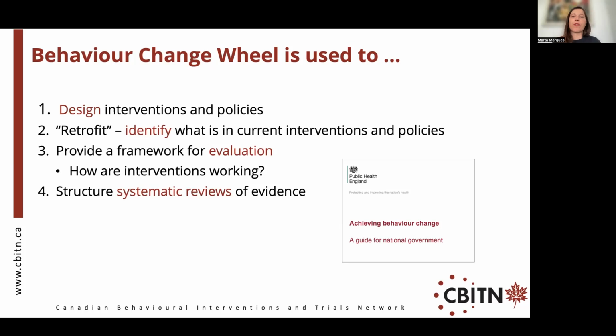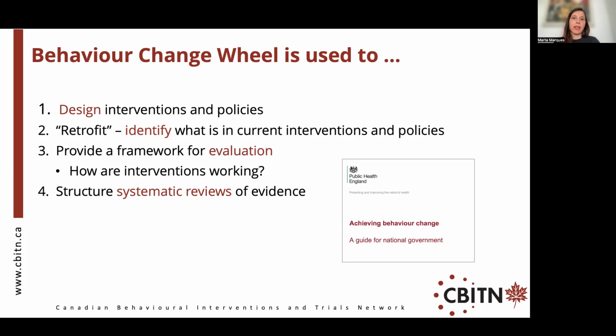It is also a framework for evaluation because it gives you the steps that, together with logic models that we usually use, can help you in doing a better evaluation of your intervention and thinking of the evaluation from step one. It is also used to support systematic reviews of evidence, and you will also find examples in the literature. And more broadly, it can also be used to help governments, local authorities, and regional authorities in implementing better interventions to change behavior.